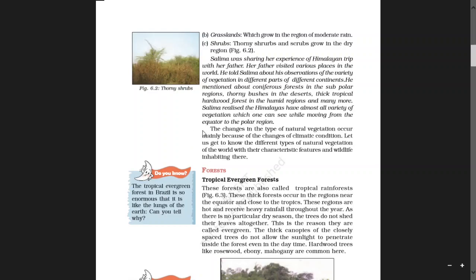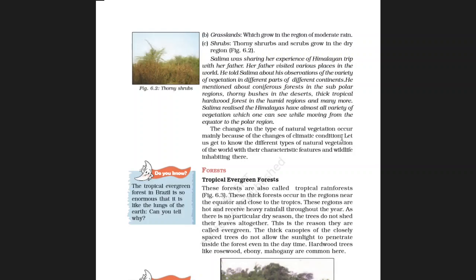The changes in the type of natural vegetation occur mainly because of the changes in climatic conditions. See here what different vegetation occurs there. It is mainly because of the changes in climatic condition. The climate at every elevation of a mountain is not the same.